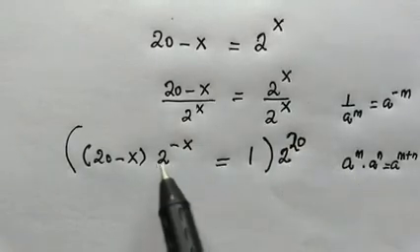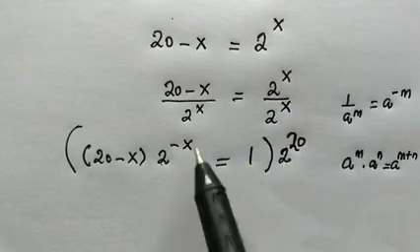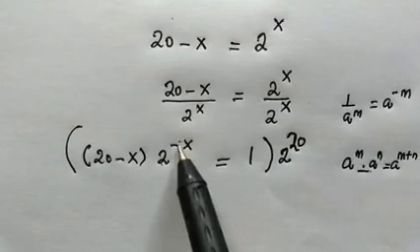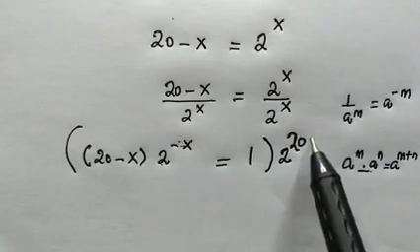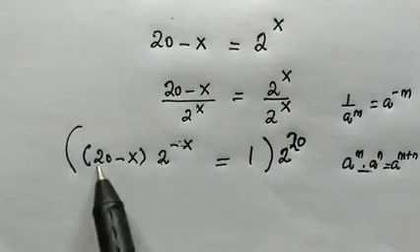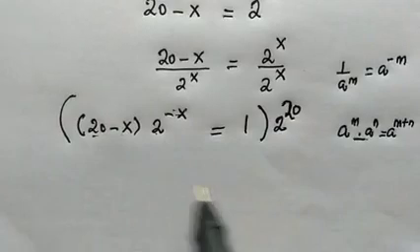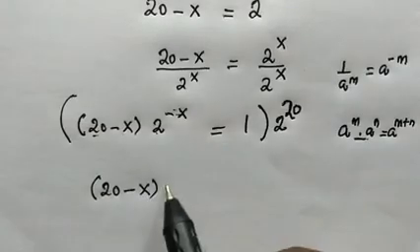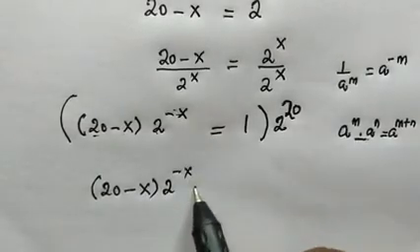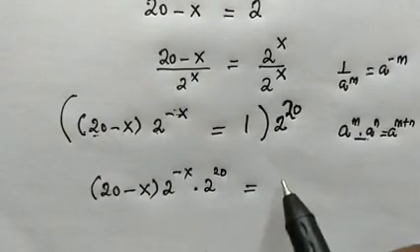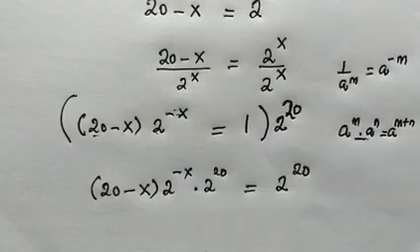Okay, so the base here is 2 and the base here is 2, so using this property here, we're going to add the powers, so this will become negative x plus 20, which is same as 20 minus x, and that power will become the expression in the bracket here. Okay, so here we have 20 minus x times 2 to the power of negative x multiplied by 2 to the power of 20. So this will be equal to 1 times 2 to the power of 20 will give us 2 to the power of 20.